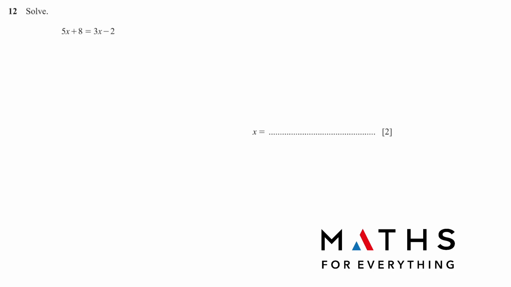Question number 12. We have to find the value of x. We need to arrange the like terms on one side. The plus 3, when I shift here, I got negative 3x. Plus 8, when I shift, it will turn into negative 8. 5 minus 3 is 2x. Negative 2 minus 8 is negative 10. Divide by 2. x is equal to negative 5.